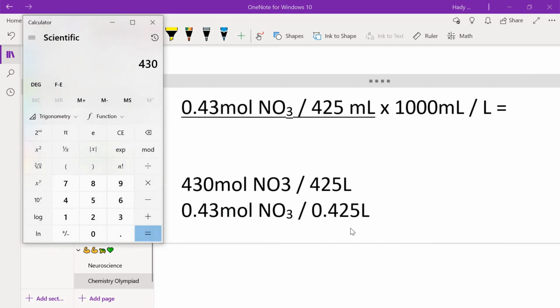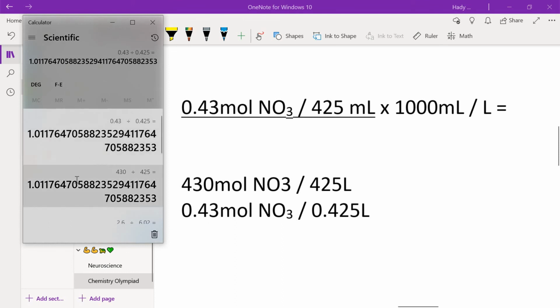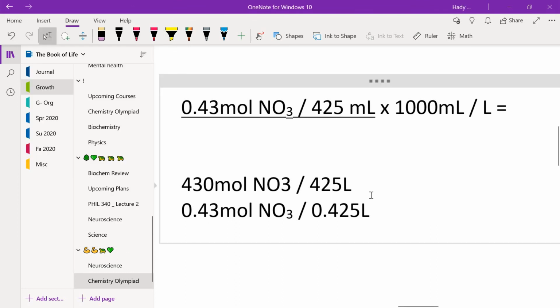Just divided by 425, 1 point whatever, 1-ish. 43 divided by 0.5, same thing. So same thing, literally the same thing. So these are both the same, if that makes sense.